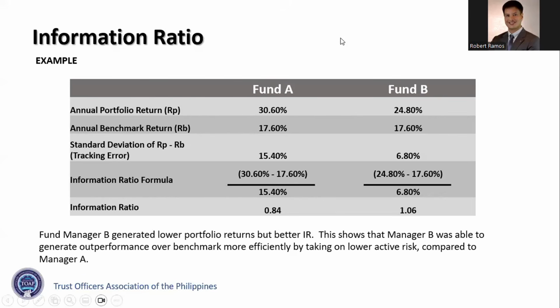In this case, the annual portfolio return of Fund A was 30.6 and Fund B, it was 24.8. The annual benchmark return is 17.6 for both Fund A and Fund B. The standard deviation of tracking error is 15.4 and 6.8 respectively. And using the information ratio formula, you can see that Fund B, despite having a lower annual portfolio return, has a higher information ratio. So Fund Manager B was able to generate outperformance over the benchmark more efficiently by taking on lower active risk compared to Fund Manager A.